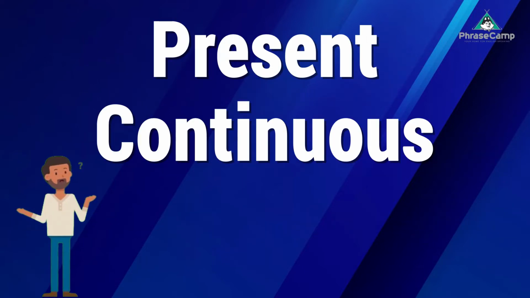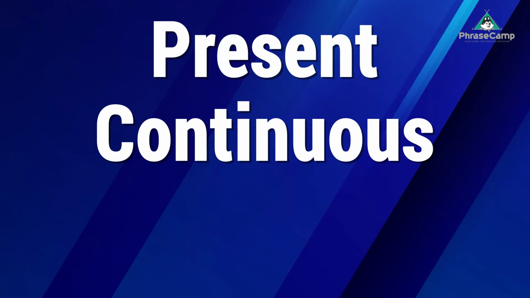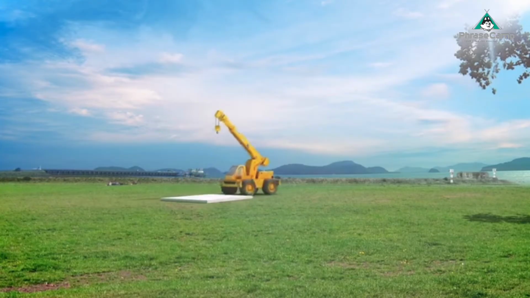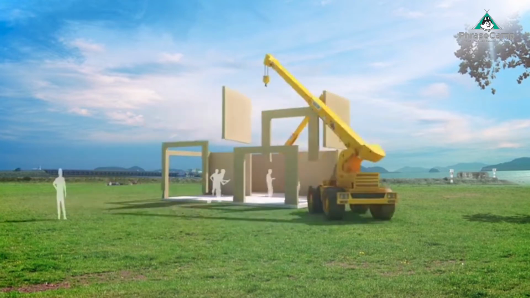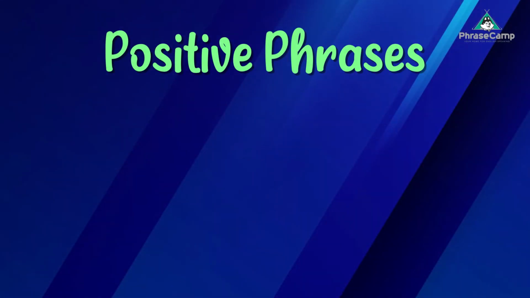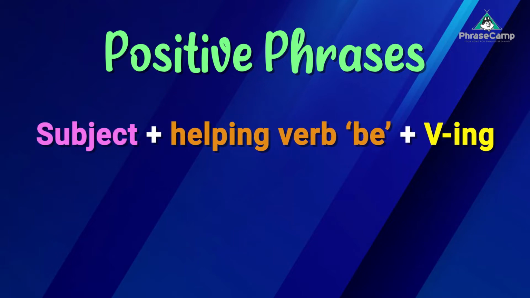So, what is the present continuous? Well, the present continuous is when we talk about actions that are happening now. Okay, so how do we make the present continuous form? So, let's look at the positive present continuous. To make a positive present continuous sentence, we would construct it like this.